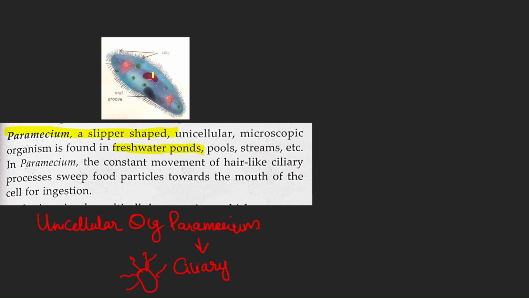So here these are cilia, and the food particles are swept towards its mouth, the oral groove. So that's how paramecium, the unicellular microorganism, eats food. It has ciliary hair-like structures.